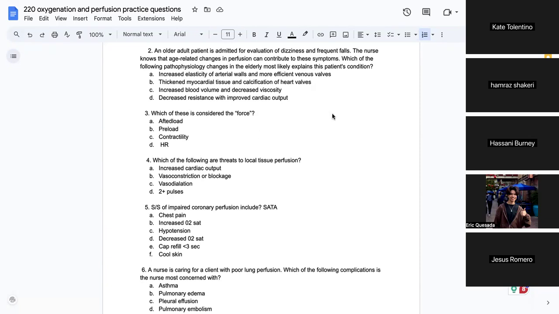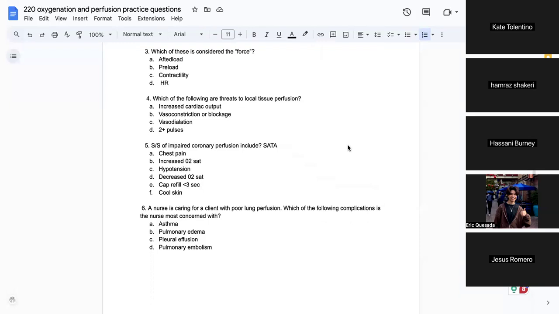All right. Awesome. So, yes, the answer is going to be B, thickened myocardial tissue and calcification of heart valves. So, we know that elderly patients experience stiffened myocardial tissue, calcified or fibrotic valves, and decreased arterial elasticity. So, these changes can reduce cardiac efficiency and increase resistance.